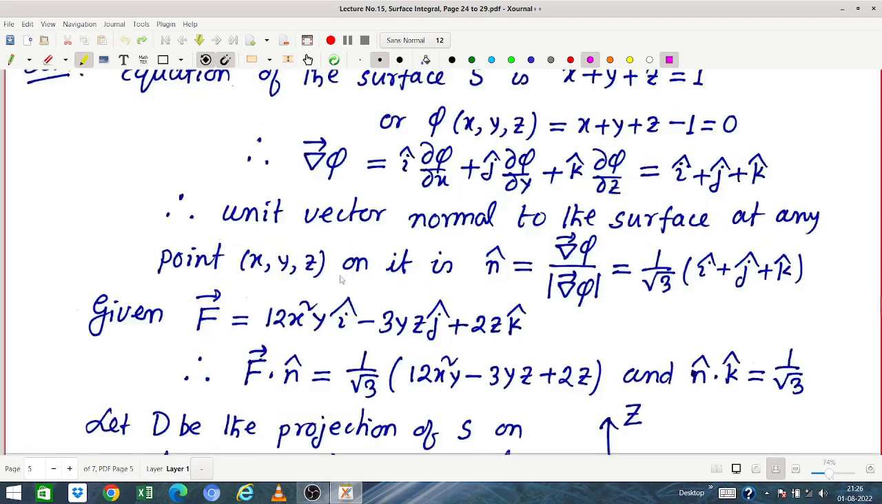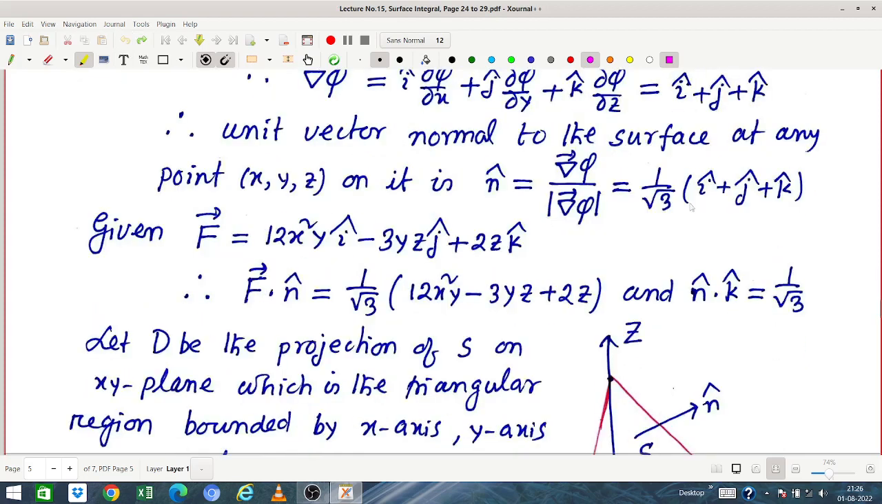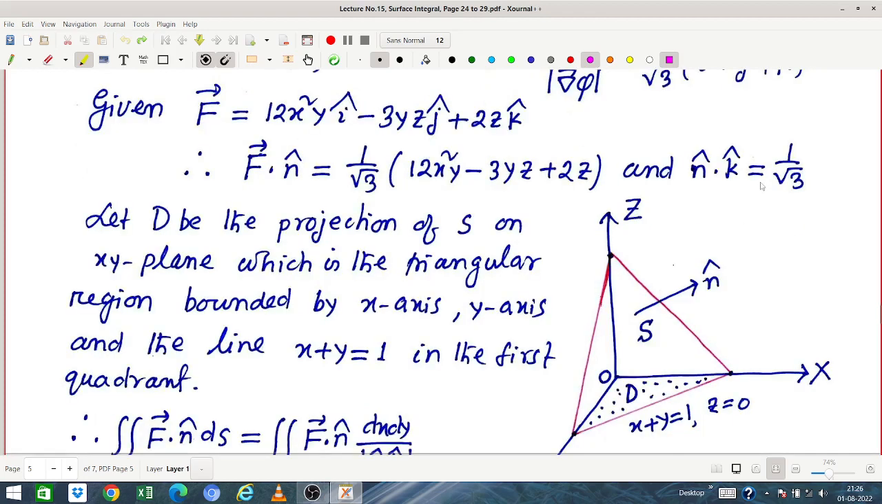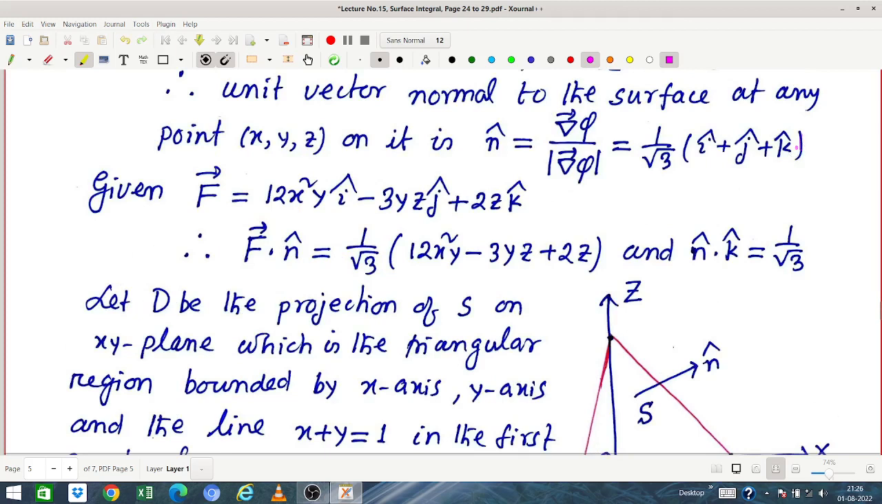So the unit vector normal to the surface at any point x, y, z on it is n cap equals grad phi by mod grad phi. Here the coefficients are 1, 1, 1, so if we divide by root 3 it is a unit vector. It is a constant vector, not depending on the point x, y, z; everywhere it is the same. Given F vector is this, so F vector dot n cap: take the dot product, with 1 by root 3 as coefficient, multiplying and adding the coefficients of i, j, k, it is 12x square y minus 3yz plus 2z. And n cap dot k cap is 1 by root 3, because k cap dot k cap is 1, so we get 1 by root 3.